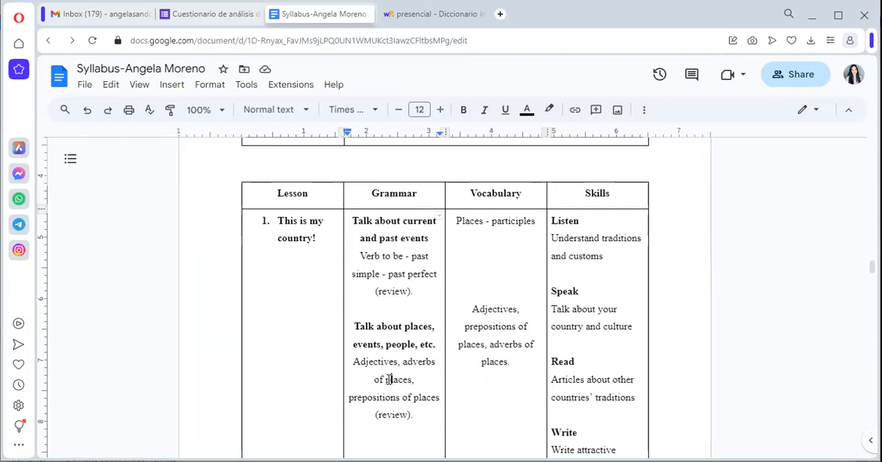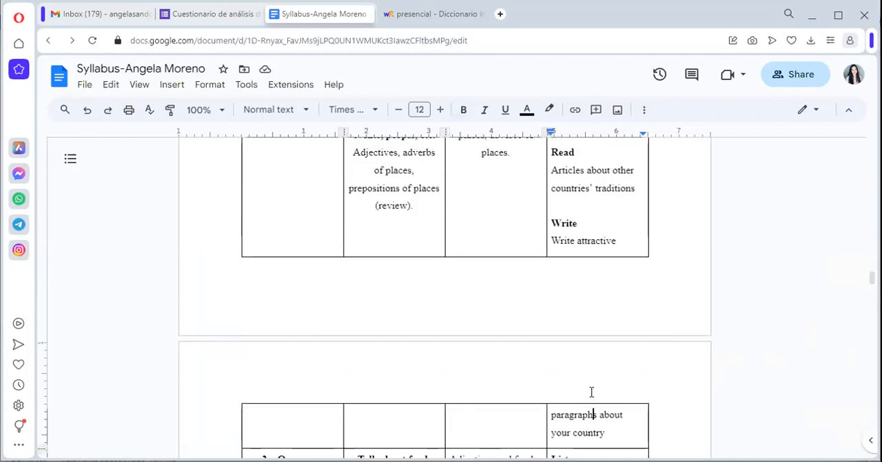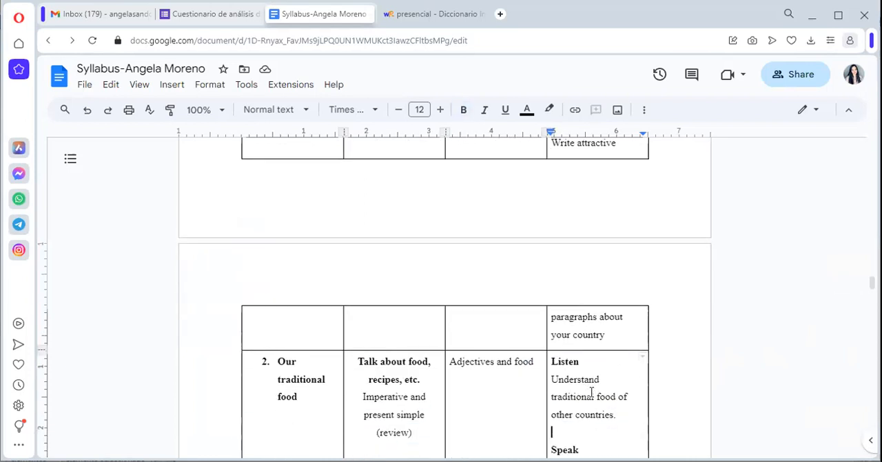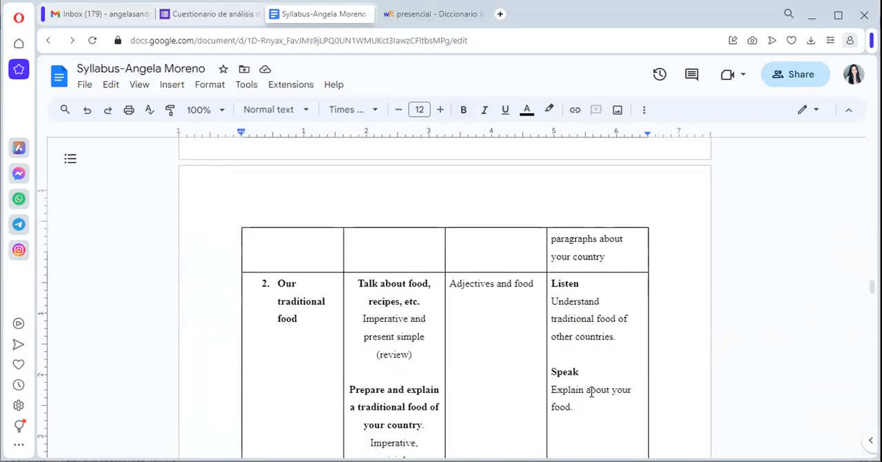Speaking skill, talk about his country and culture. And in reading, he's going to read articles about other countries' traditions. And write an attractive paragraph about his country.